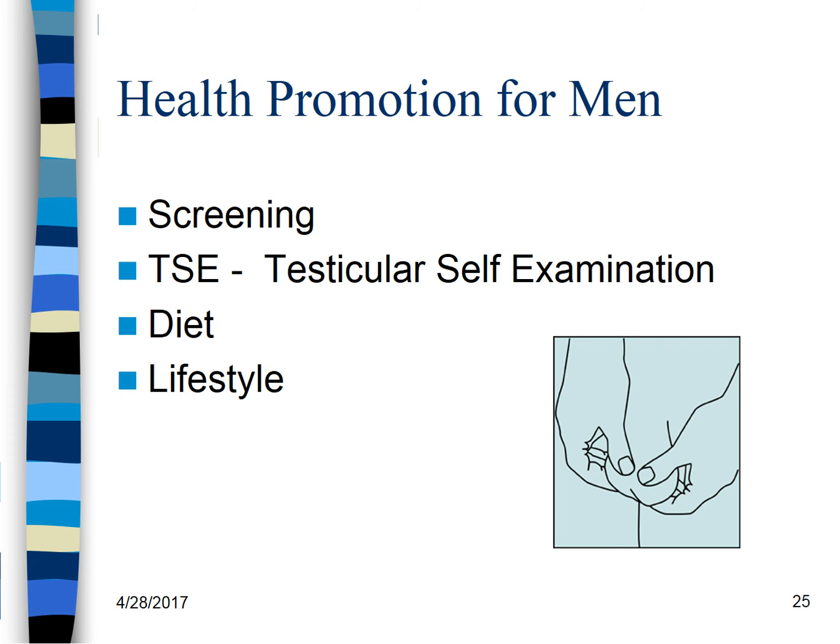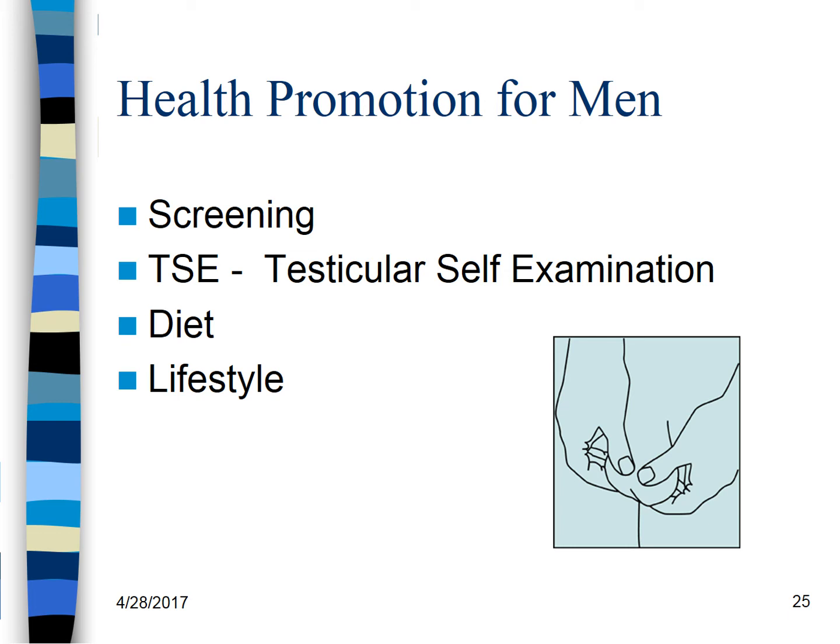So, health promotion for men. Screening should be done annually after 50 years old. And again, it would include your digital rectal exam. And then it's questionable right now whether a PSA should be done. It's not routinely done, but it is recommended after 50 years old. So that is something you do want to encourage your clients to have done after the age of 50.